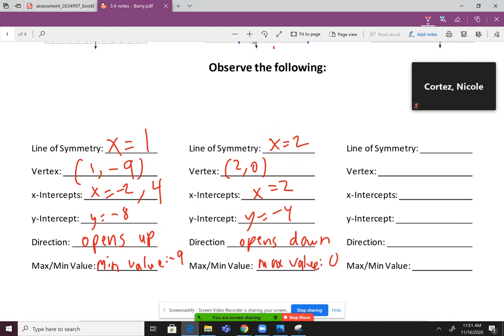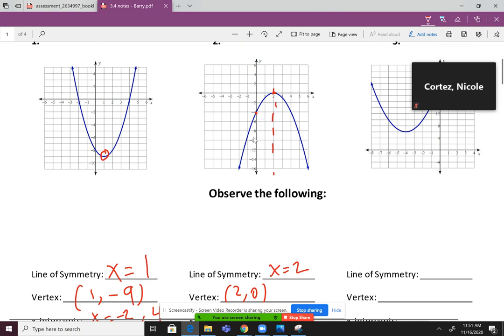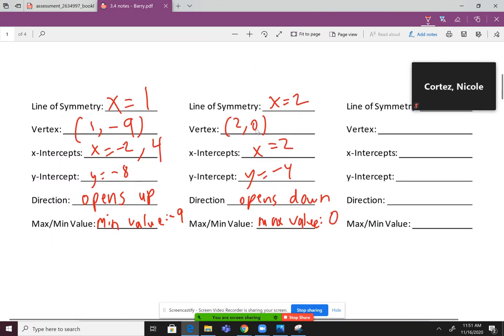And the max value is the y value of the vertex. The max value in this case would be 0. There are no y values on this graph higher than 0. You may be thinking 0 is not a very big number. How can that be our max number? Well, if you look at all the other points on the graph, they're all negative. So 0 actually is the highest it ever gets to, okay?